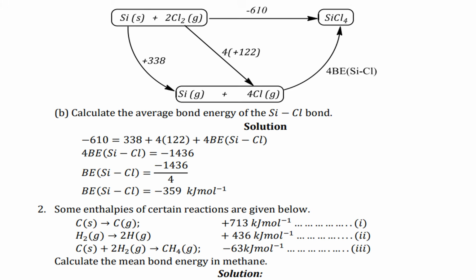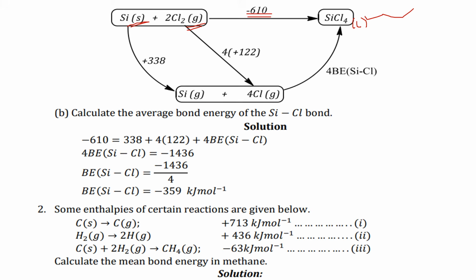So for such reactions, first of all, we write a balanced equation for the formation of silicon chloride, and that means that we are going to react solid silicon together with gaseous chlorine to form silicon tetrachloride, which must be liquid. We say that all group 4 tetrachlorides are liquid in nature because they are covalent and they have simple molecular structures. So the enthalpy of formation of silicon tetrachloride was given as negative 610.